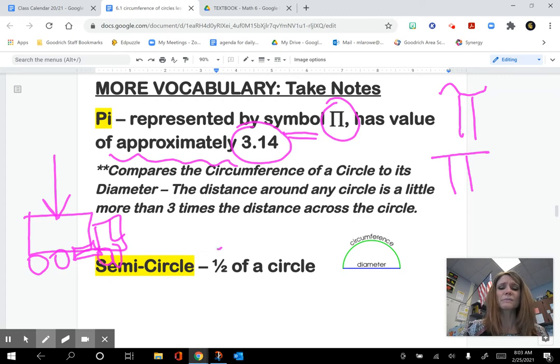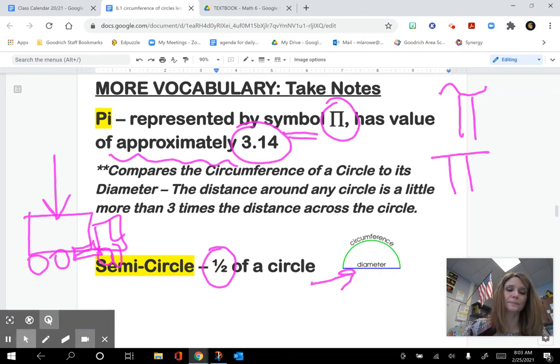So semi just means half, and a circle is a circle. So half of a circle. Notice that a semicircle gets cut on any diameter. You cut it in a diameter, that's the same thing as like folding it into 2 parts there.